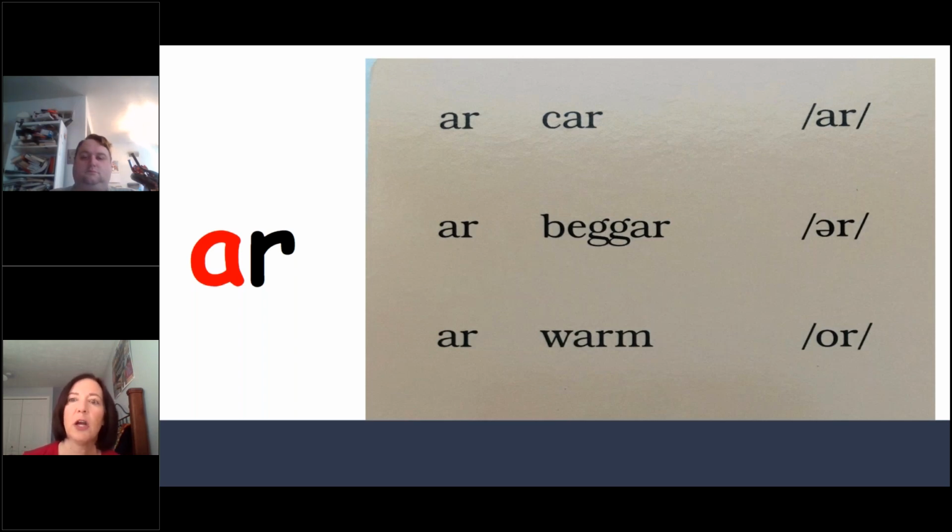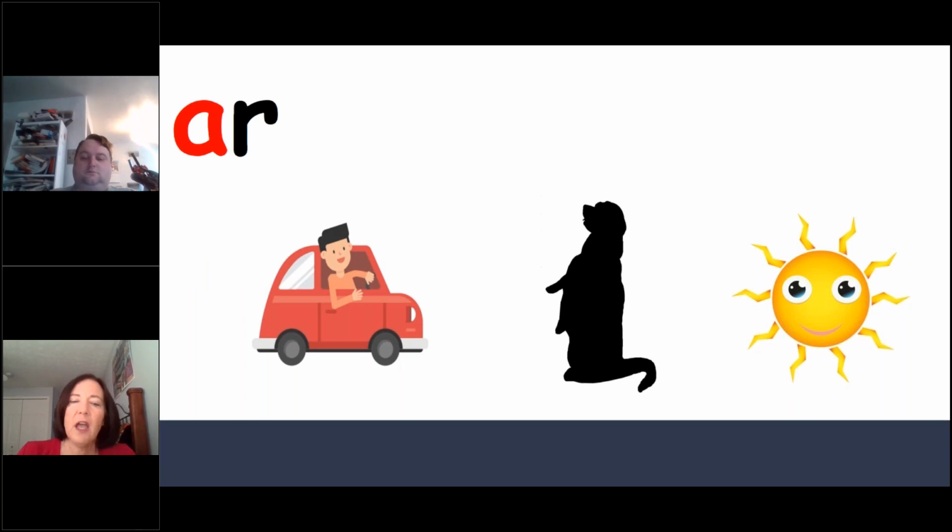When we see the sound card, we would say AR, car, AR, AR, beggar, ER, AR, warm, OR. But just like last week, our brain should be thinking AR, car, AR, AR, beggar, ER, AR, warm, OR, because the pictures help to program our brain a different way. So when we're going through the script, instead of looking at just the words, we need to be looking at the pictures to get it into our brain.